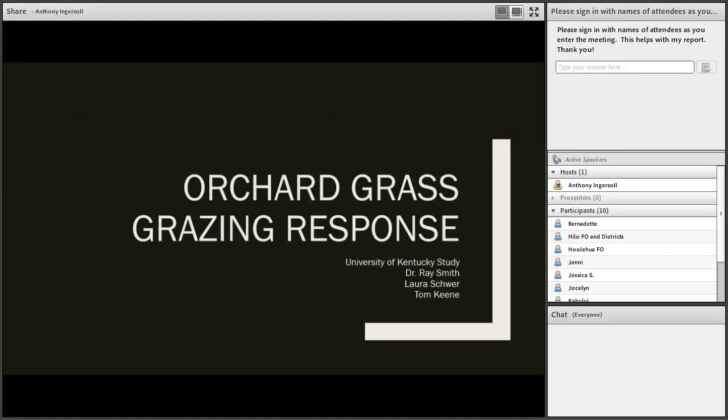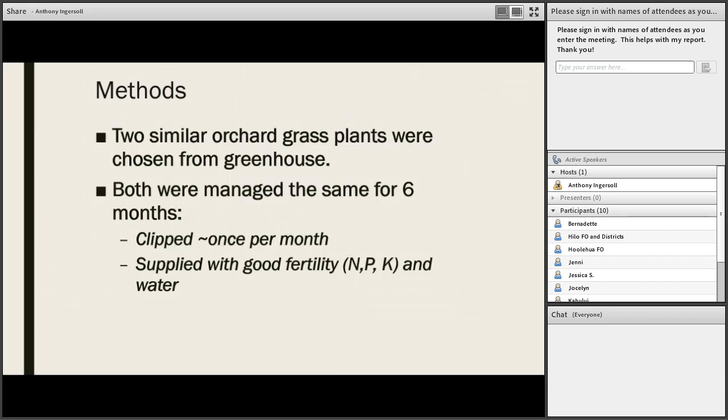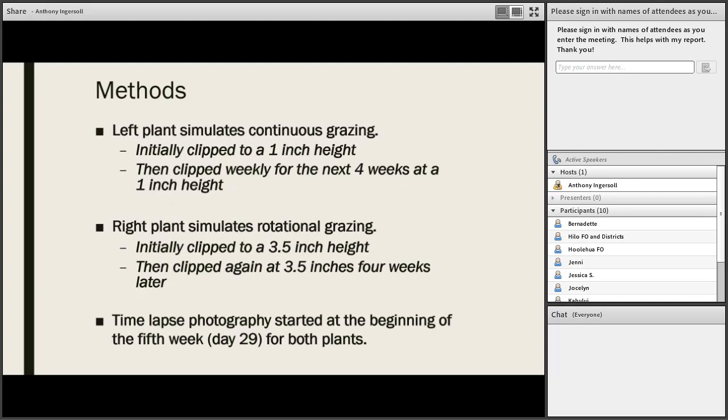So this next set of slides I got from a counterpart of mine, and this study I just found really fascinating. They took orchard grass plants growing in a greenhouse and managed them the same for 6 months. They were clipped once a month. They had all their needs met. They're happy grass plants. Then they took the plant on the left and treated it as if it was being continuously grazed.